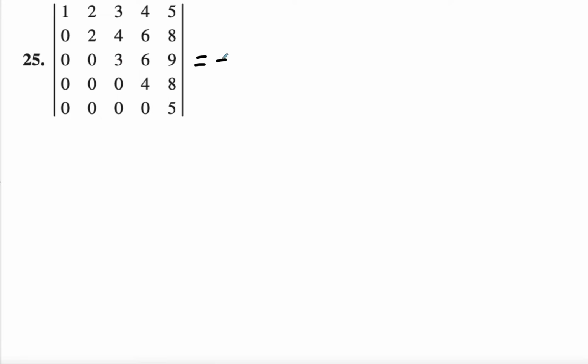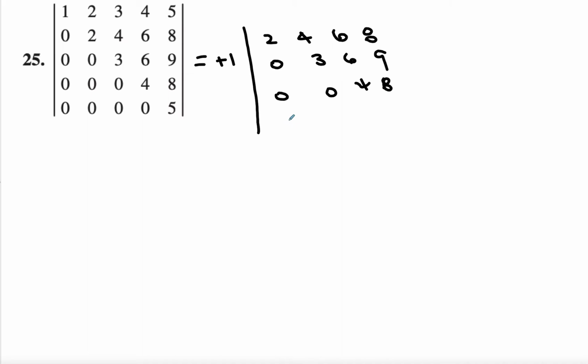So I'm going to have a positive 1, because this is 1, times the determinant of the minor, which is everything within them. So we have 2, 4, 6, 8, 0, 3, 6, 9, 0, 0, 4, 8, and then 0, 0, 0, 5. Since this is 1, it doesn't really matter what it is. Now I'm going to take the determinant of this 4 by 4 matrix.